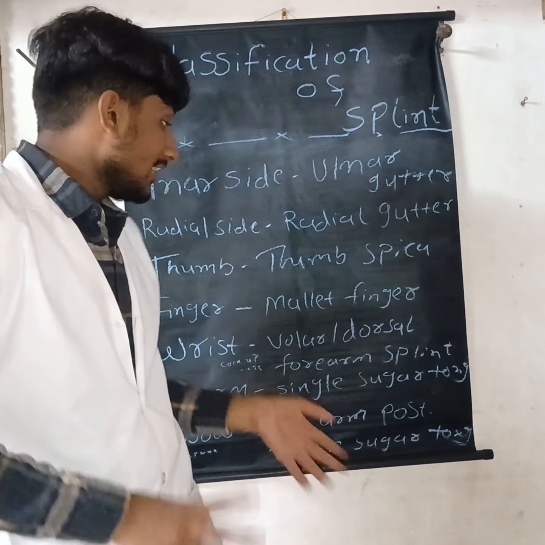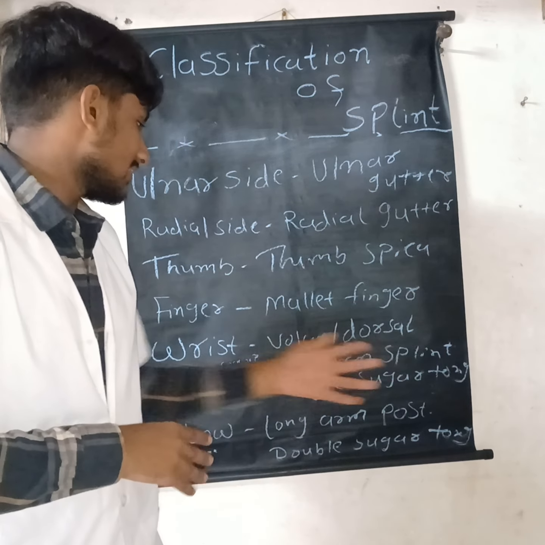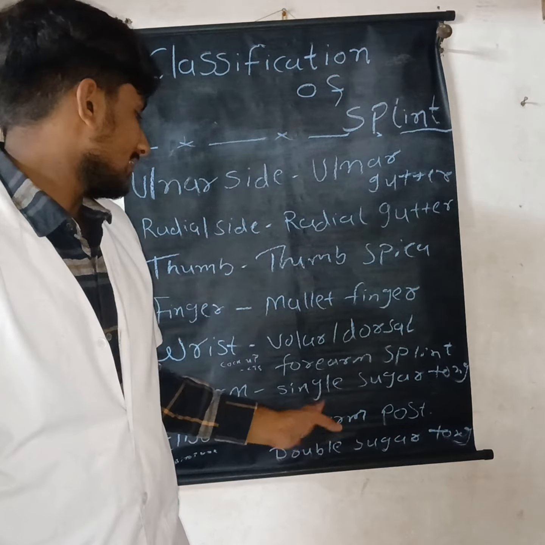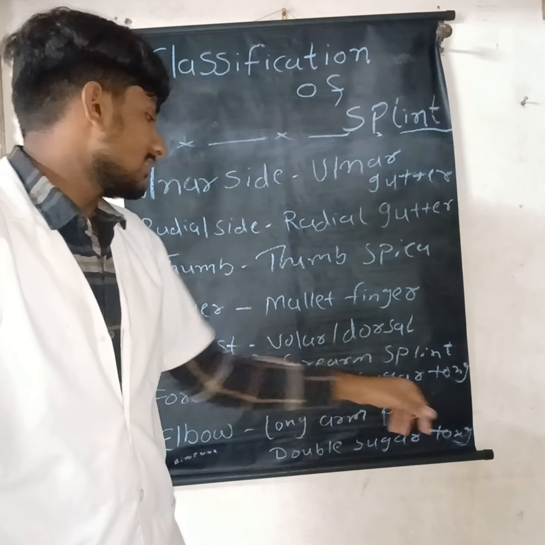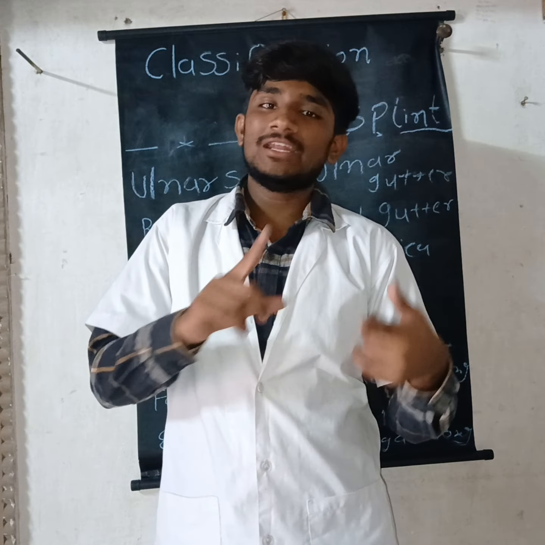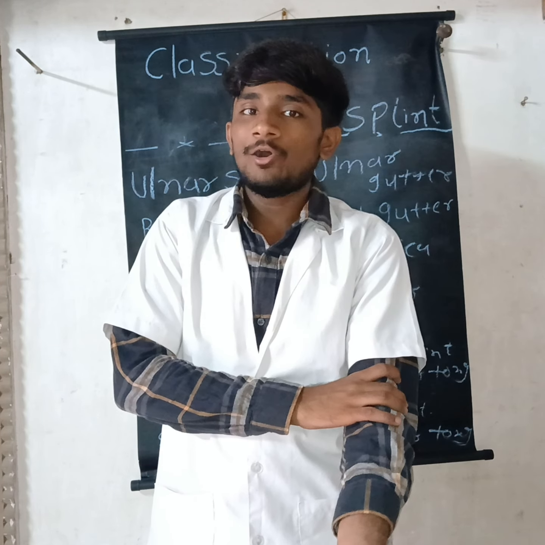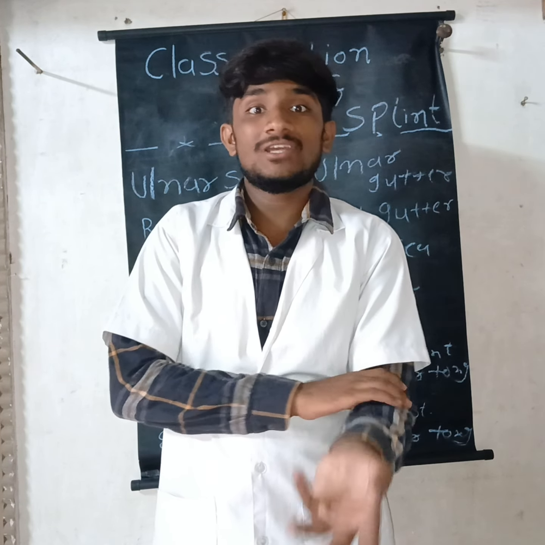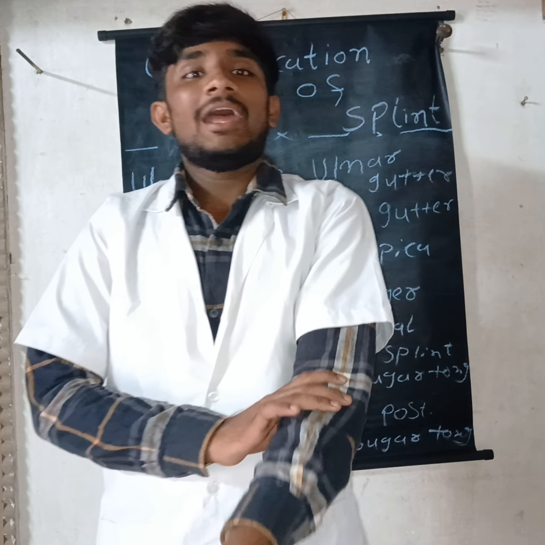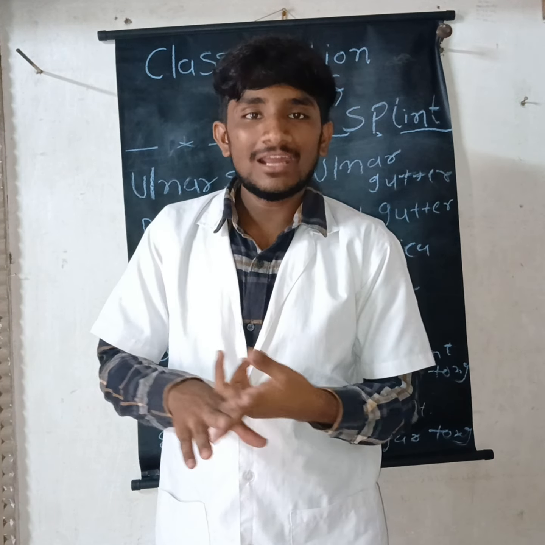Then in the forearm we have the single sugar tong. At the elbow we have the long arm posterior as well as the double sugar tong. These are mainly used for dislocation of the elbow, and fracture around the elbow like distal end of the humerus fracture, condyle fracture as well as proximal end of the radius and ulnar fracture.